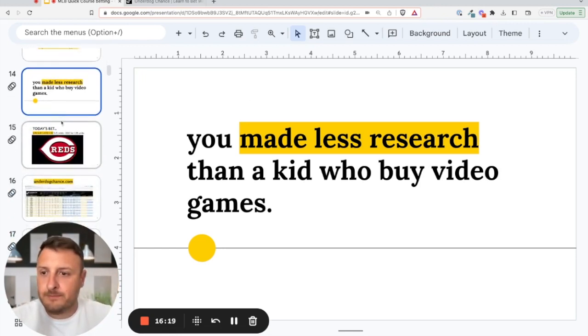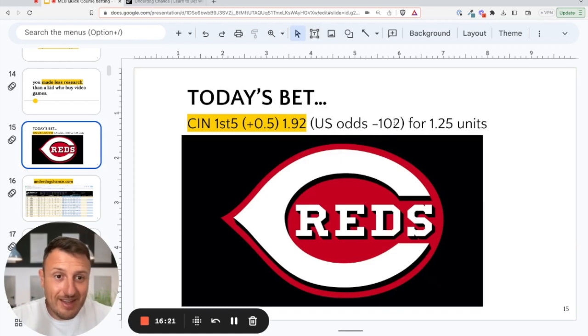Okay, so today's bet, I have one qualified bet. There are a couple of other games with small value, but this is the only qualified bet, because I'm a little bit more selective right now. So I am looking for higher value plays, full games and first 5 innings games. The only bet today is Cincinnati first 5 innings at -102, but I'm taking the small run line at +0.5. Okay, and this is 1.25 units.